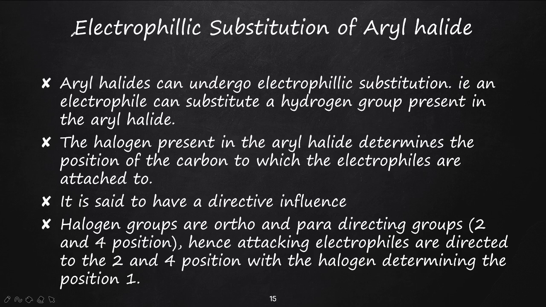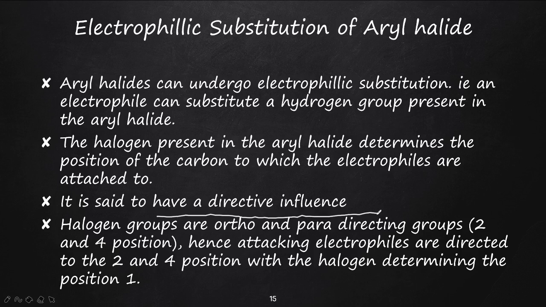Because remember, I told you earlier that in an aromatic compound, position one can be anywhere. So it's the most authoritative substituent group attached to it that determines where the numbering starts from. Because this is an aryl halide, what do you expect that substituent group to be? The halogen group. So it determines the position to which the electrophile is attached, and that is called a directive influence.